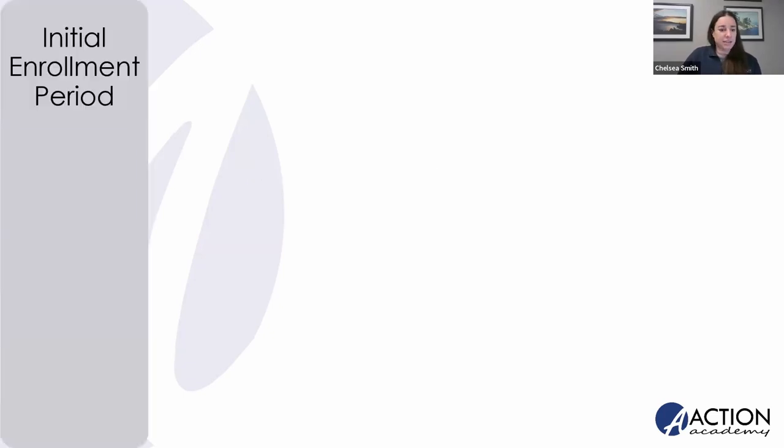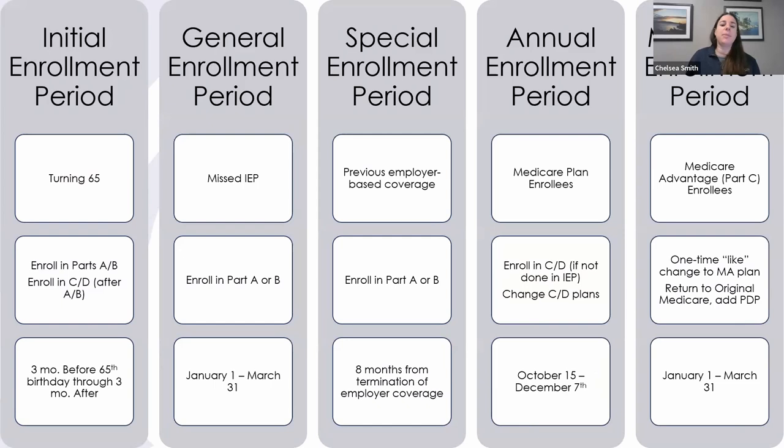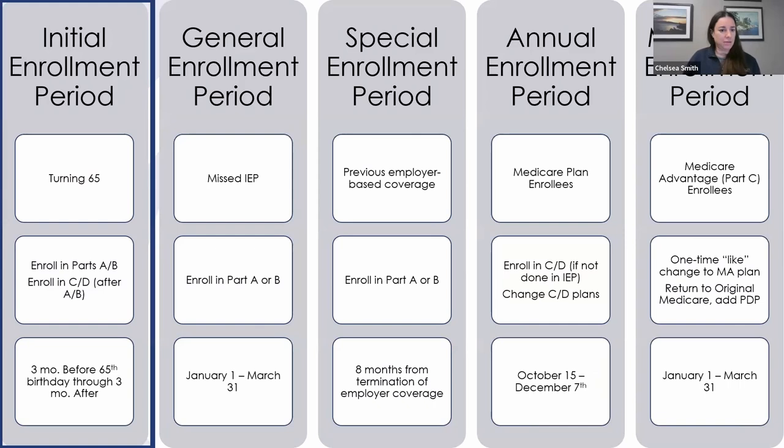as promised. Okay, I like to just have everything on the screen from the get-go. So there are a couple of different times that someone can enroll in Medicare. Most people tend to enroll in their initial enrollment period, which is when they first turn 65, or for people who might have ESRD, something like that. They enroll in Parts A and B, and then you can enroll in C and D after that. This period lasts from 3 months before your 65th birthday and the 3 months after and the month of your 65th birthday. So it's a 7 month period of time.